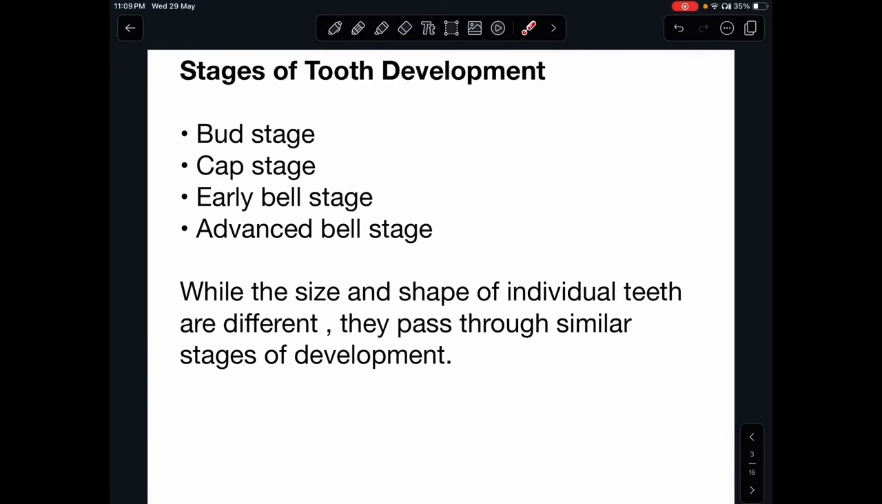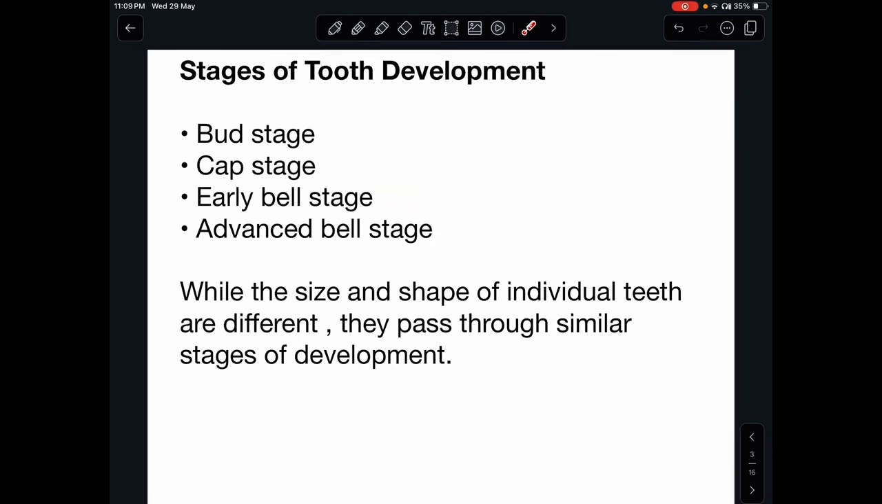Hi everyone. So today we'll be starting with the stages of tooth development. Today I'll probably start with bud stage and go on up to early bell stage, and I'll cover advanced bell stage and root formation in another video. So just giving you a brief insight. Tooth development takes place in four stages majorly. First is the bud stage, second is the cap stage, third is the early bell stage, and fourth is the advanced bell stage.